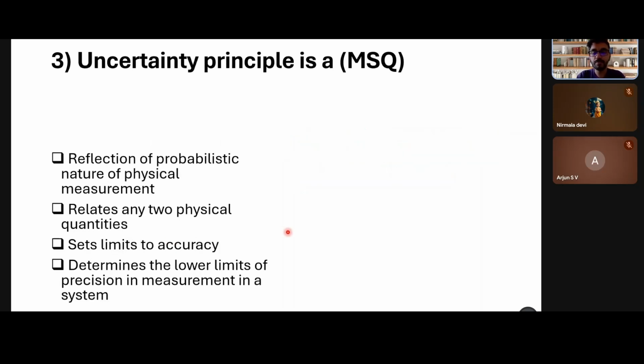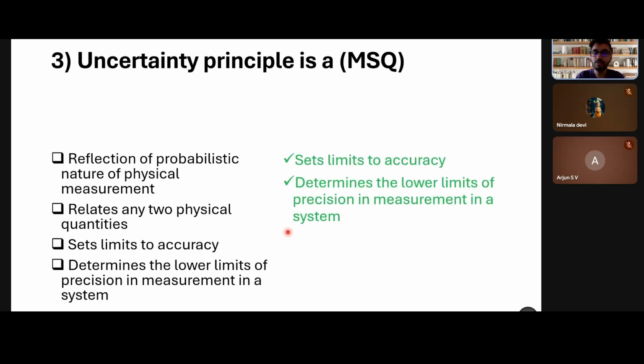Okay. So the third question, the uncertainty principle, is again a multiple select question, and there are four options here. Once again the answer is options C and D, which are that the uncertainty principle sets limits to accuracy, and the uncertainty principle also determines the lower limits of precision in a measurement in a system. So the correct options are C and D.